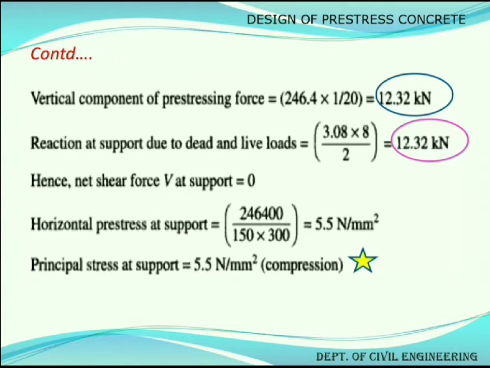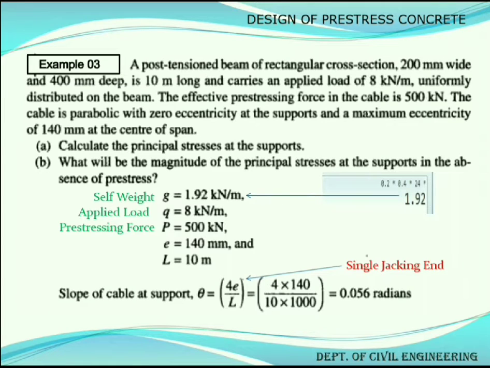One was in the previous view, and in this view we are getting the important point as V is 0. The horizontal pre-stress at the support is itself the principal stress. We did not go ahead and apply any formulas and find any values. Directly, the horizontal pre-stress at the support is itself the principal stress, which is compressive in nature. So I have selected this example specifically so that you will not face any difficulty in solving this. Let's move on to the next example.